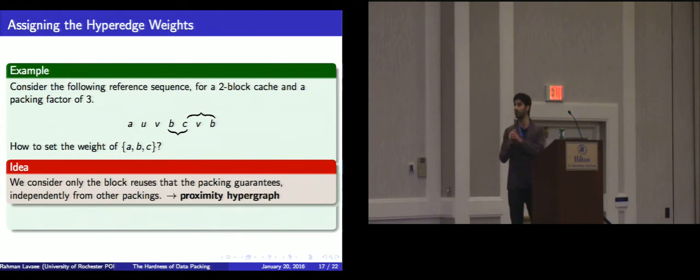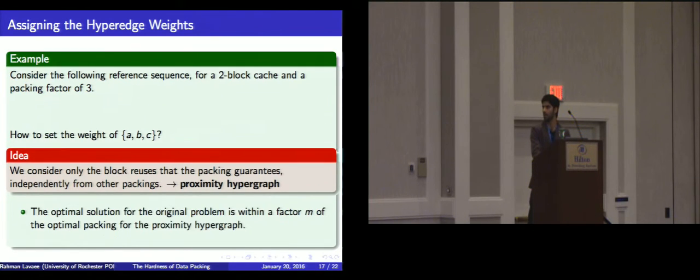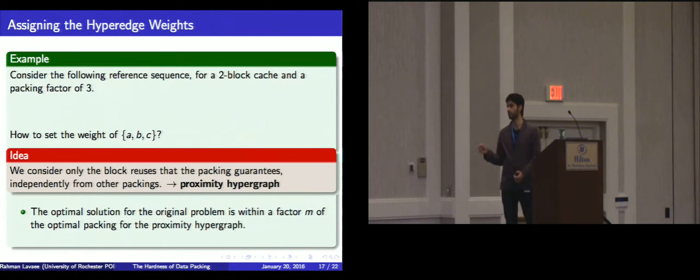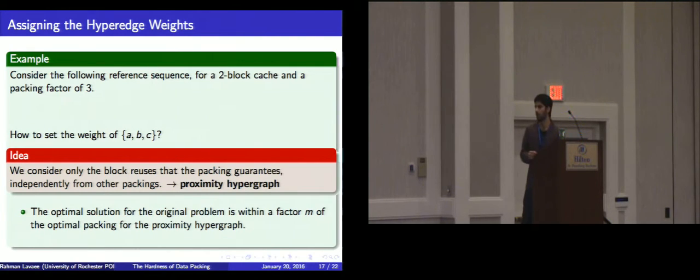So when we assign the weights this way, we are going to have the proximity hypergraph, generalizing the proximity graph for the one-block cache. And now we prove that the optimal solution for the original problem is always within a factor m of the optimal packing for the proximity hypergraph. So this factor m linearly relates to the cache size, so it's not very good from the practical point of view, but we have a theoretical guarantee at least.